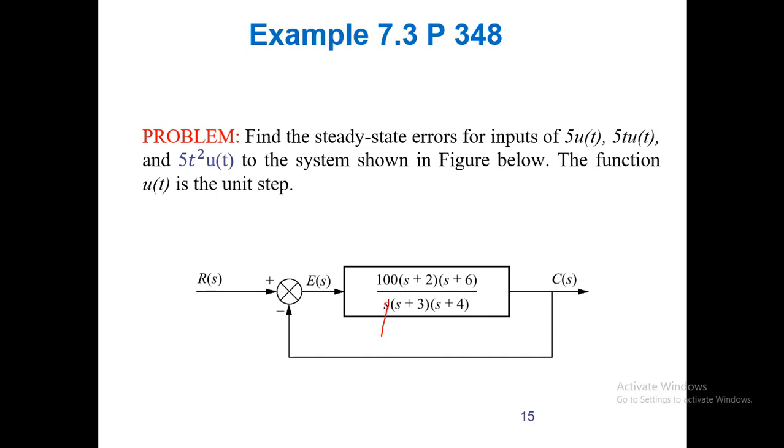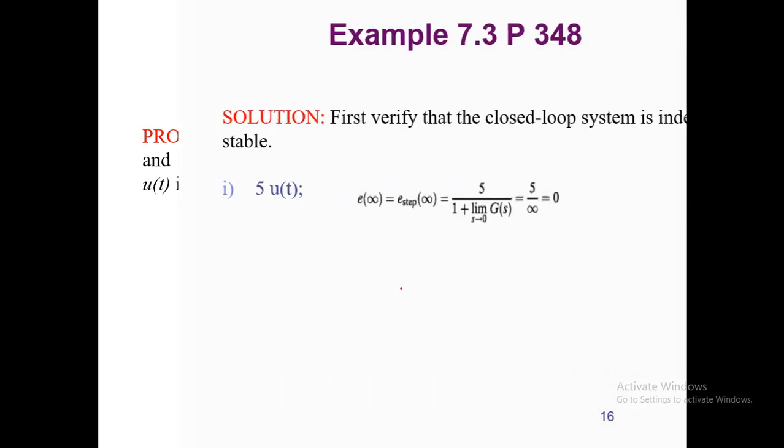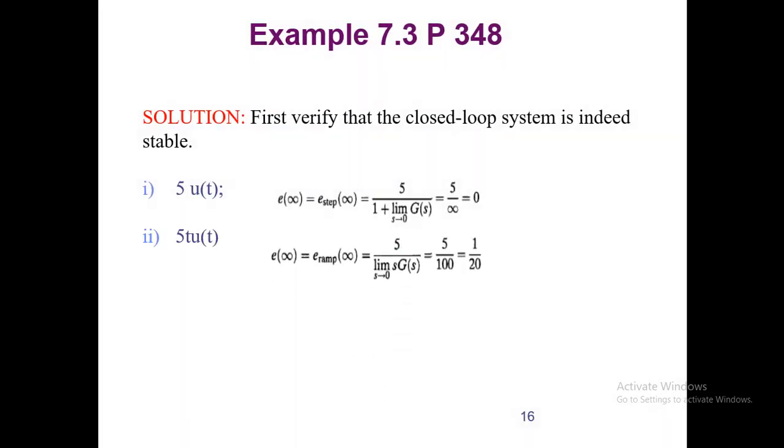So ignore this s, and if you put s equal to 0, you get 0, 0, 0 and 0. So in the denominator there will be 12, and the numerator will be 12 and 200. So this 12 will be cancelled out with this 12, and you will remain only with the 100 in the denominator. So 5 over 100 will give you 1 over 20. So there will be this much error if you apply such an input.